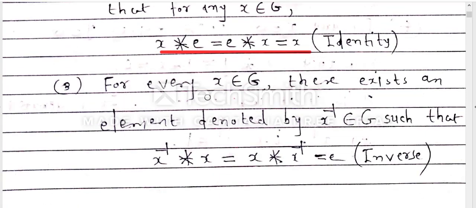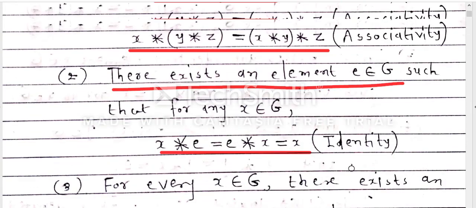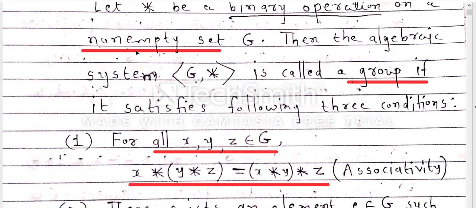Third requirement is each element of the given set G must have an inverse in G. So we know what is the meaning of inverse. For every x you must have some other element such that x inverse star x must be equal to identity. If these conditions are satisfied, then G is called a group along with binary operation star.